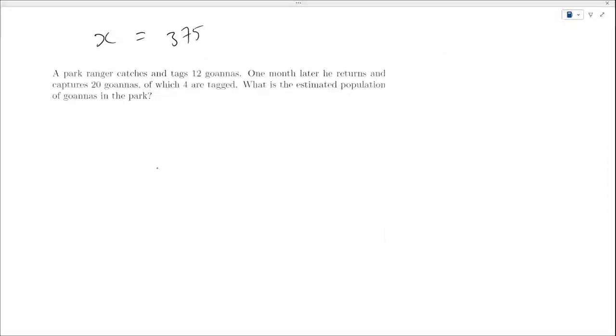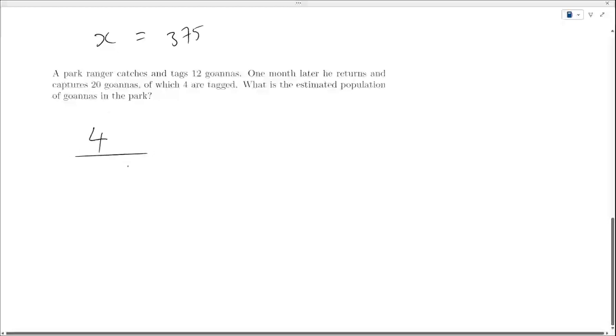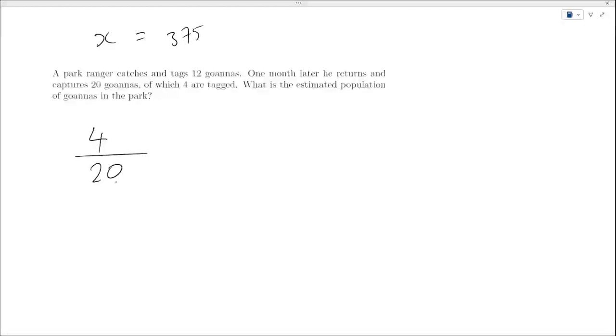A park ranger catches and tags 12 goannas. 1 month later, he returns and captures 20 goannas, of which 4 are tagged. What is the estimated population of goannas in the park? Hopefully you're starting to get the idea now, and we recognize that we want to look for that second section first, where they're giving us the number of tagged over the sample population. So we get the ratio of 4 tagged over the total sample population of 20.